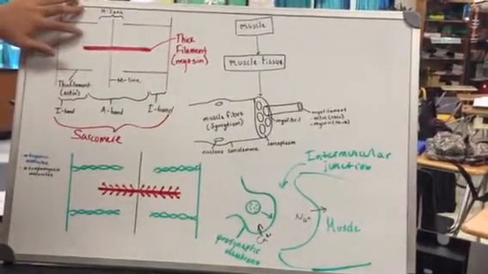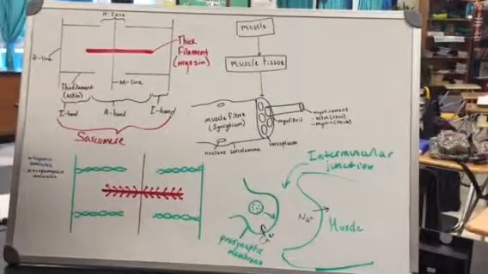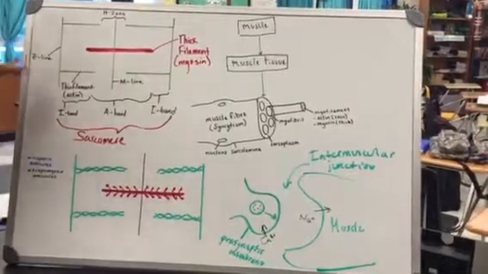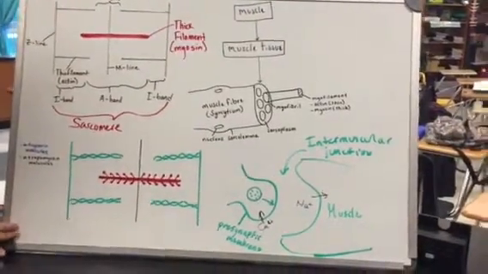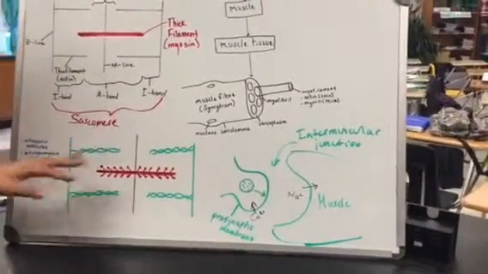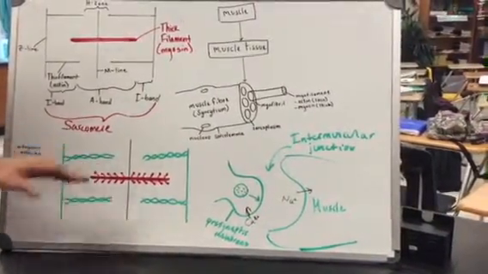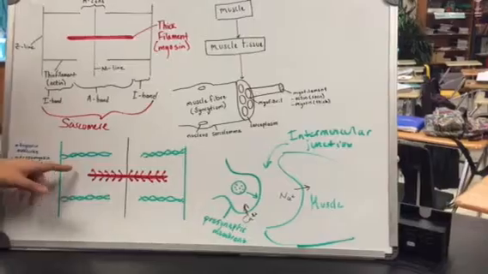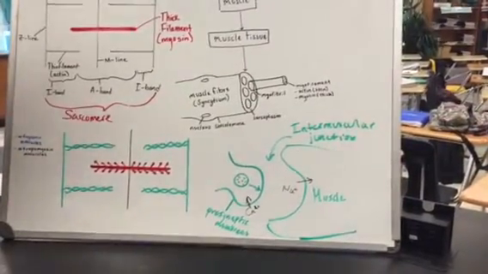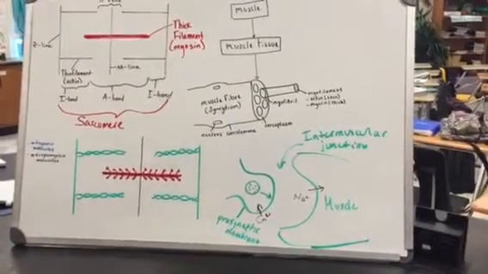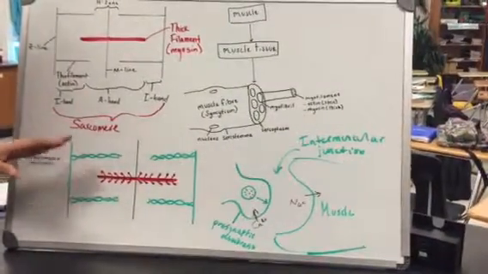The H zone, which is the lighter part of the sarcomere, only has the thick filament myosin. So if we look here, we have a thick filament myosin and we have our thin filaments, the actin. And as we see, there are many troponin molecules and tropomyosin molecules on the actin fiber. It's a fibrous protein. And here the myosin has heads.